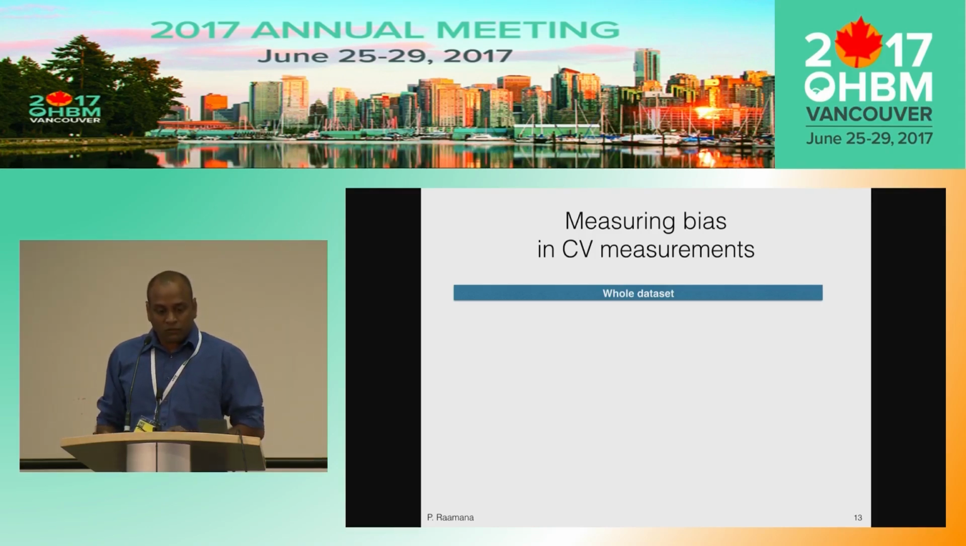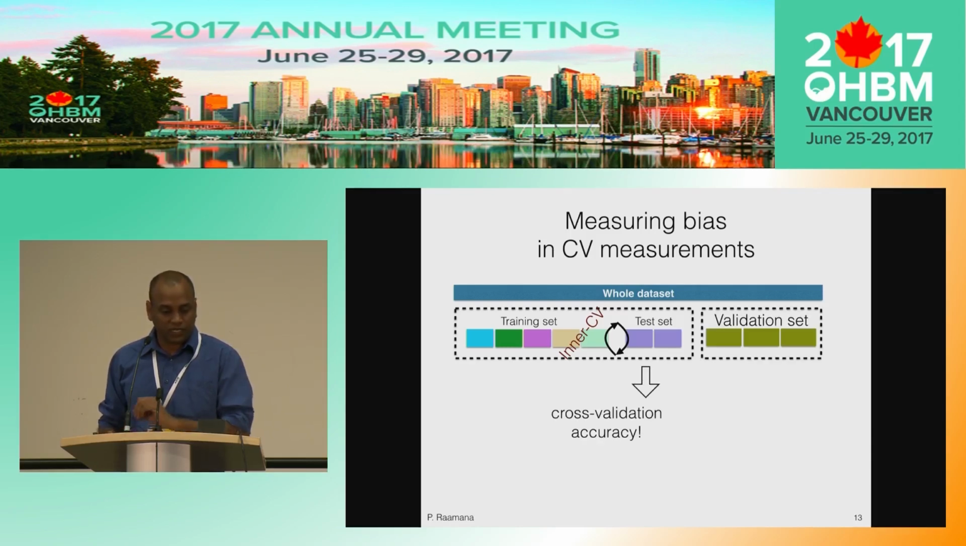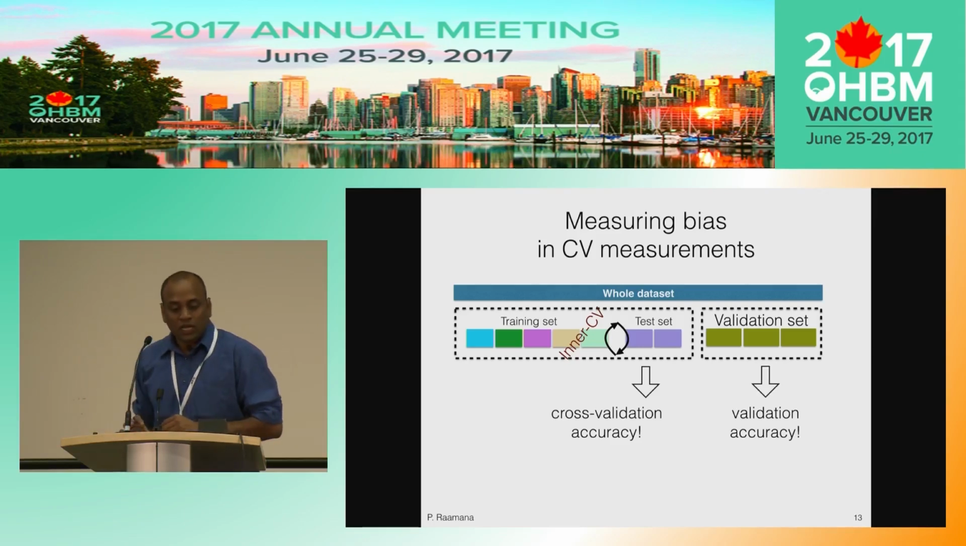So the way we try to measure it is, let's say we have this full data set. We take a smaller set from this whole data set and do some cross-validation to measure its performance, say accuracy. We can call that cross-validation accuracy. We take the remaining data and keep it aside and use the same model to estimate its performance on the held out validation set, and we can call it validation accuracy.